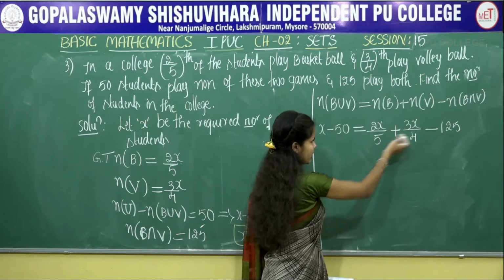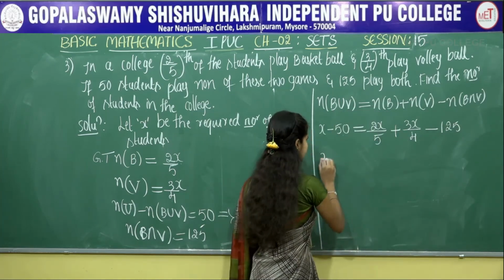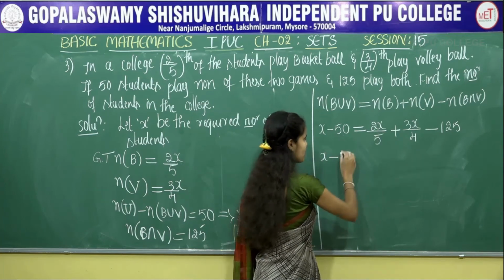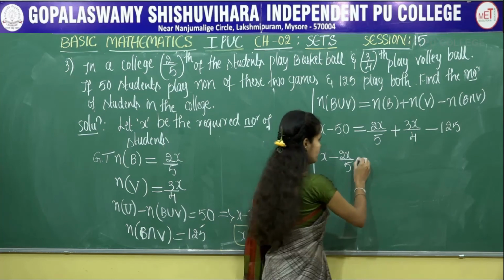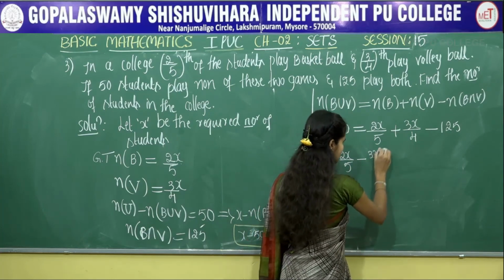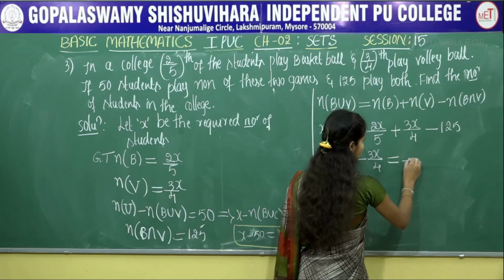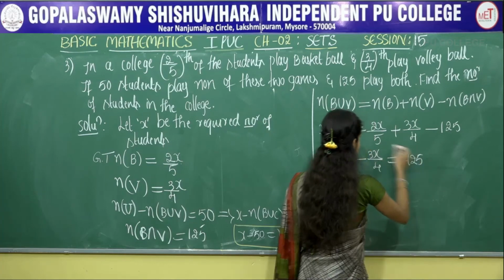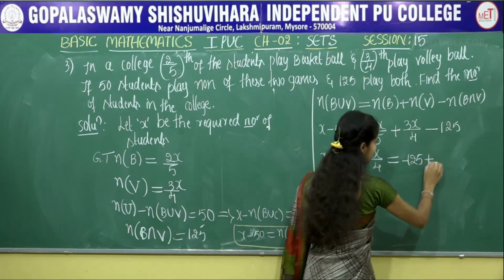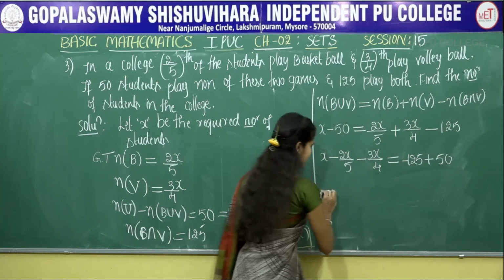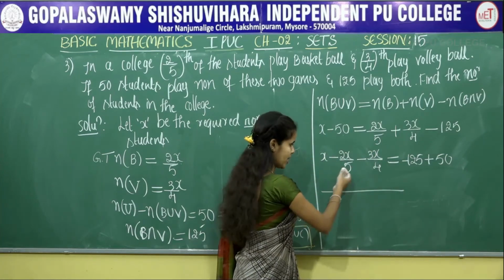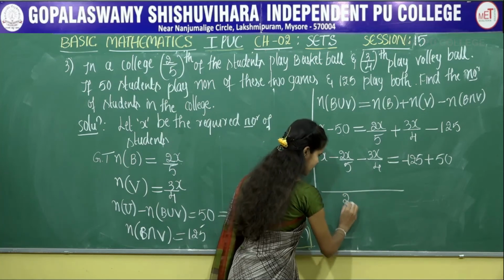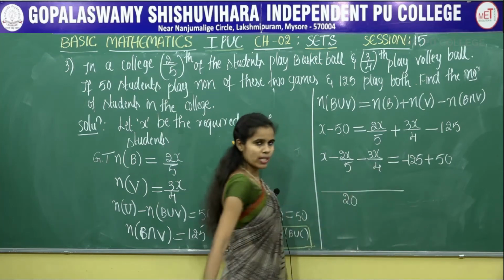Okay, now simplify. Take this term towards the left side: x minus 2x by 5 minus 3x by 4 is equal to minus 125, as it is. Take this term towards the right side, it becomes plus 50. Now find the LCM for the fraction, therefore find the LCM for the denominators. LCM for 5 and 4 is 20.